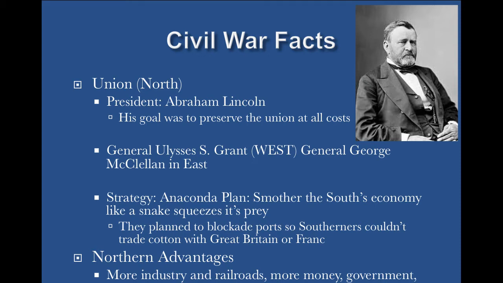The North goes into this war with a lot of really important advantages. They had a lot more industry than the South, so they didn't have to rely on outside sources to make ammunition, to make guns, to make supplies. They also had a lot more railroads than the South, so they had ways to transport those supplies to their men. They had more money, they had a more stable government, they had more men, their population was larger, so they had a lot of really good things going into the war.